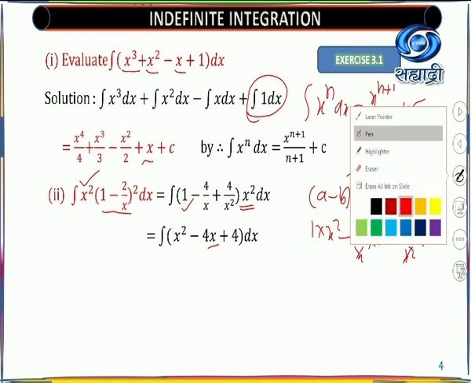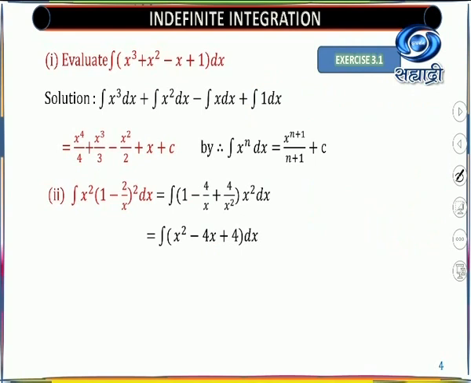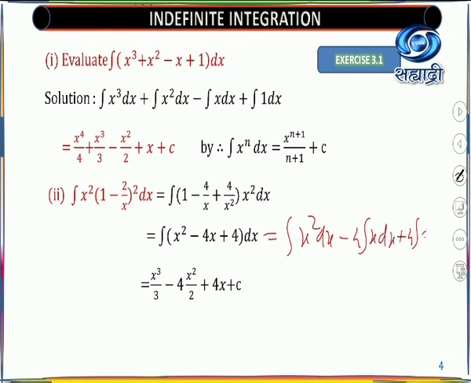Now we'll begin with the integrating, that is, distributing. You have to use your theorem 1. This is equal to the integration of x square dx minus 4 into the integration of x dx plus 4 into the integration of dx. Look here, you are using the first theorem, the second theorem, and the third theorem also, because 4 is a constant which is outside the integral sign. And now we are using our formula for x raised to n dx.